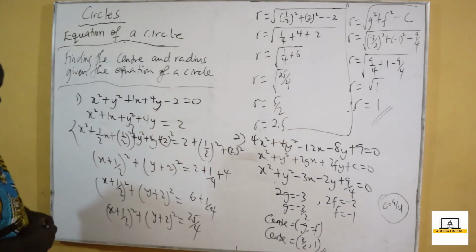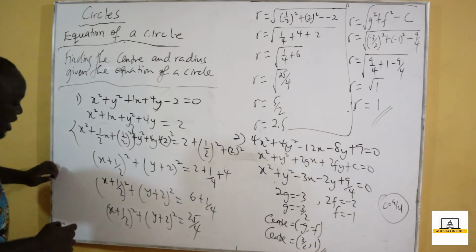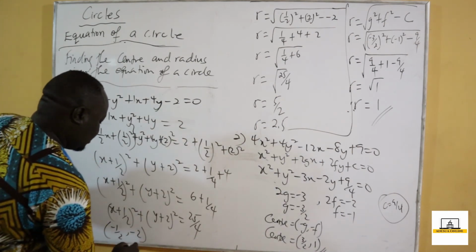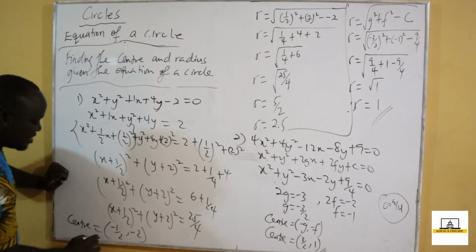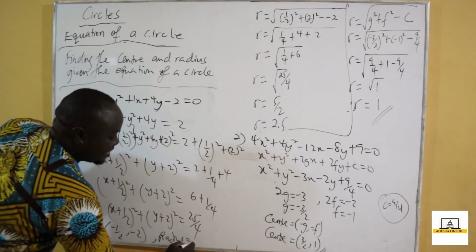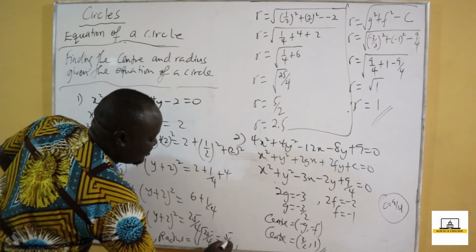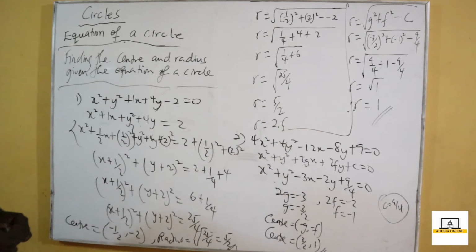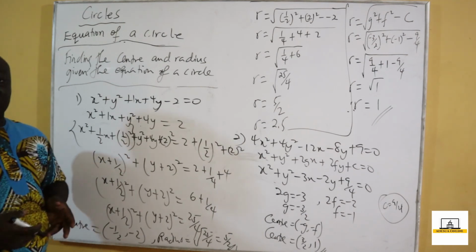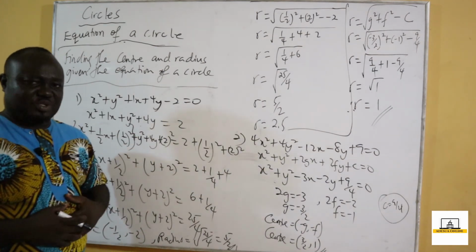So when you compare, our center is minus g, minus f. So our center becomes minus half and then minus 2. And then our radius is now the square root of 25 over 4, which is equal to 5 over 2. But when you want to use completing the square, that's what I'm saying, if you know this method, there's no need for you to also learn this one. It is always best to use either method, so you can choose to do what you want.